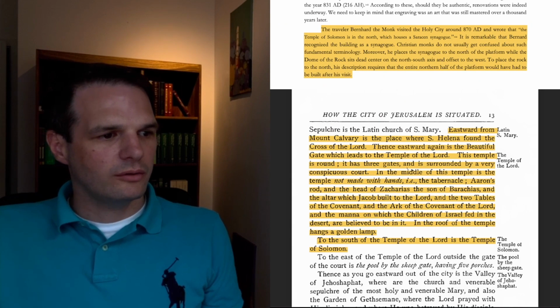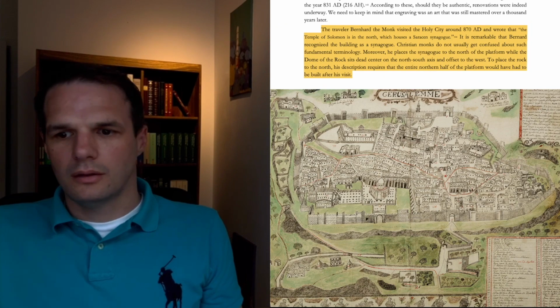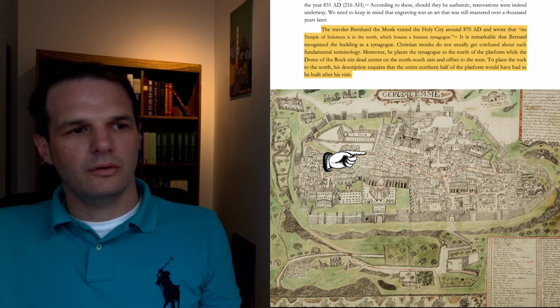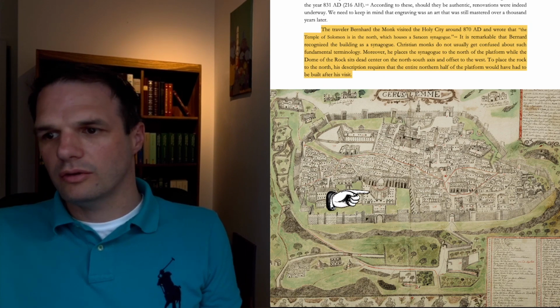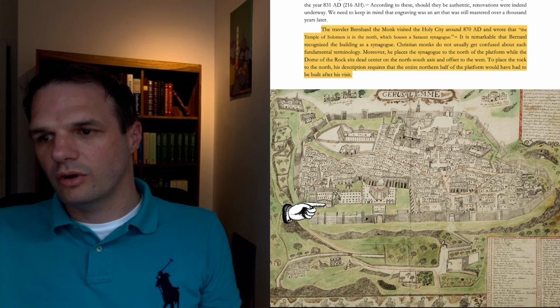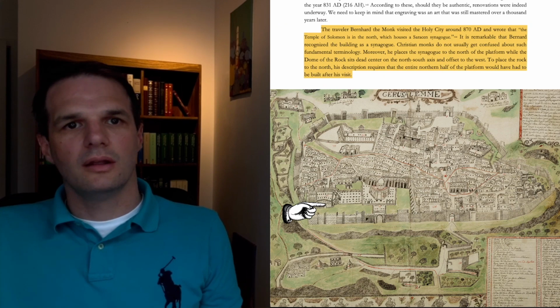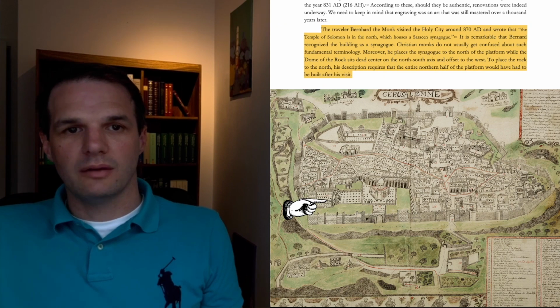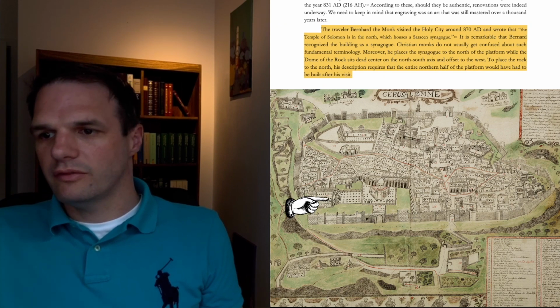So let's go back quickly to our map. Right, so he described how he got to the Temple of the Lord, which is the Dome of the Rock, to the south of which is the Temple of Solomon. There we are, the Al-Aqsa Mosque. So both structures were there on the Temple Mount in the year 870 when Bernard the Wise visited Jerusalem.